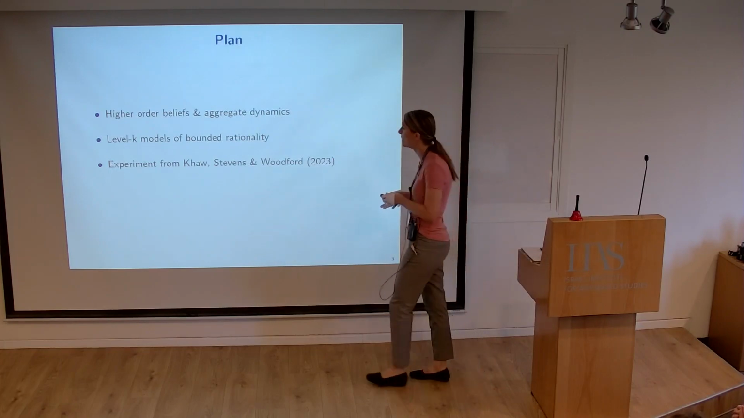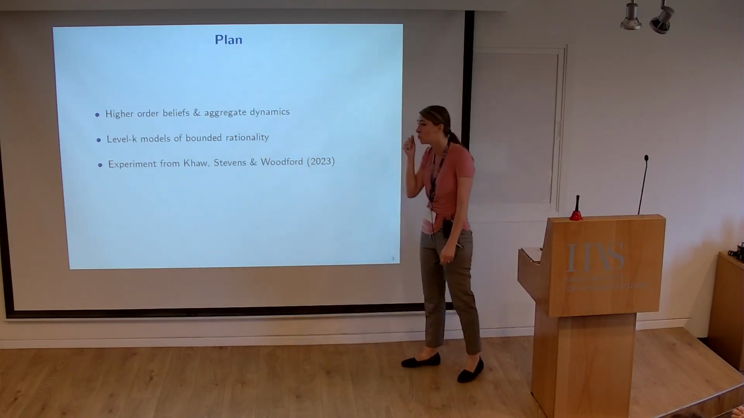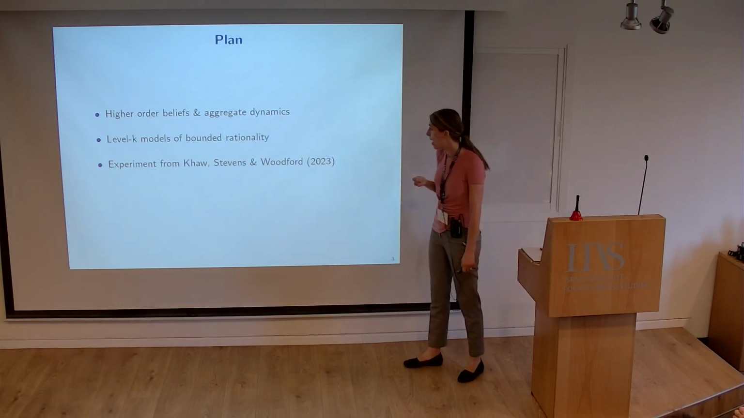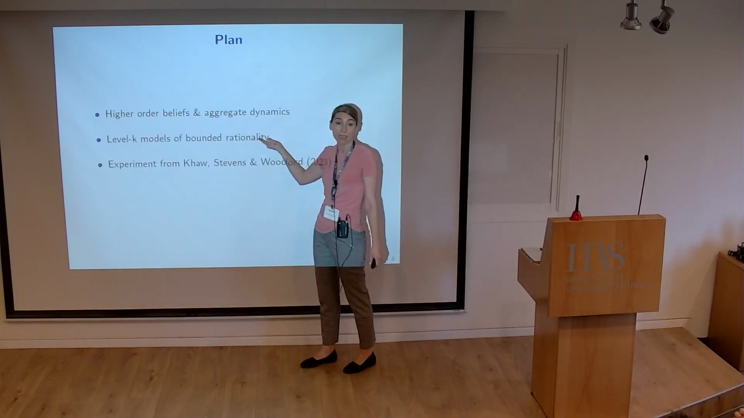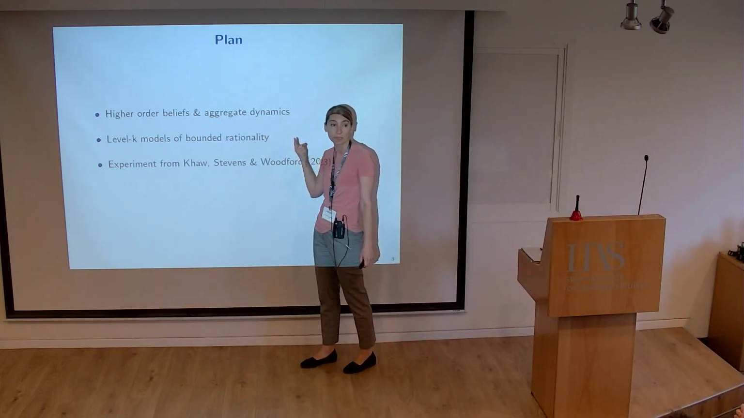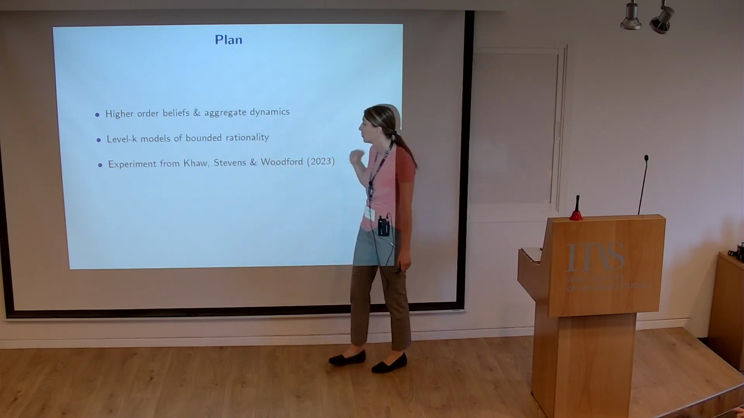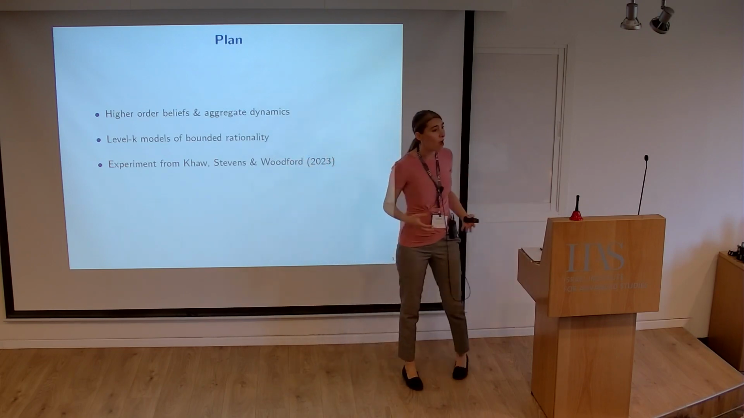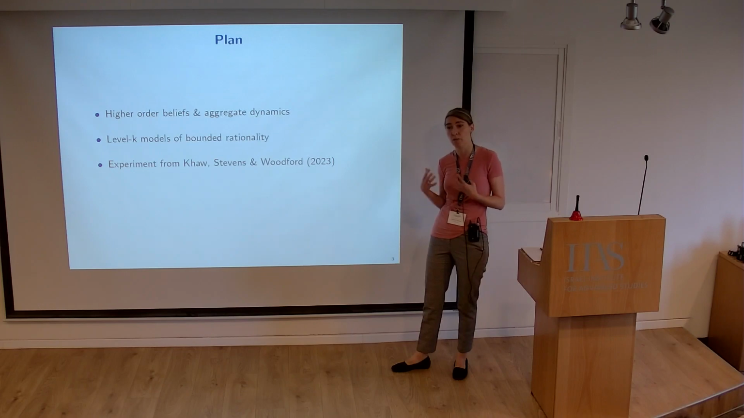Okay, so the plan is I want to talk a bit about higher order beliefs and the role that strategic complementarities play in shaping aggregate dynamics. Then I'm going to talk about bounded rationality and strategic sophistication and level K models. And I'm going to show you an experiment where we try to test level K in a setting that tries to mimic the key features that we think are important for defining decision making in a macro context.